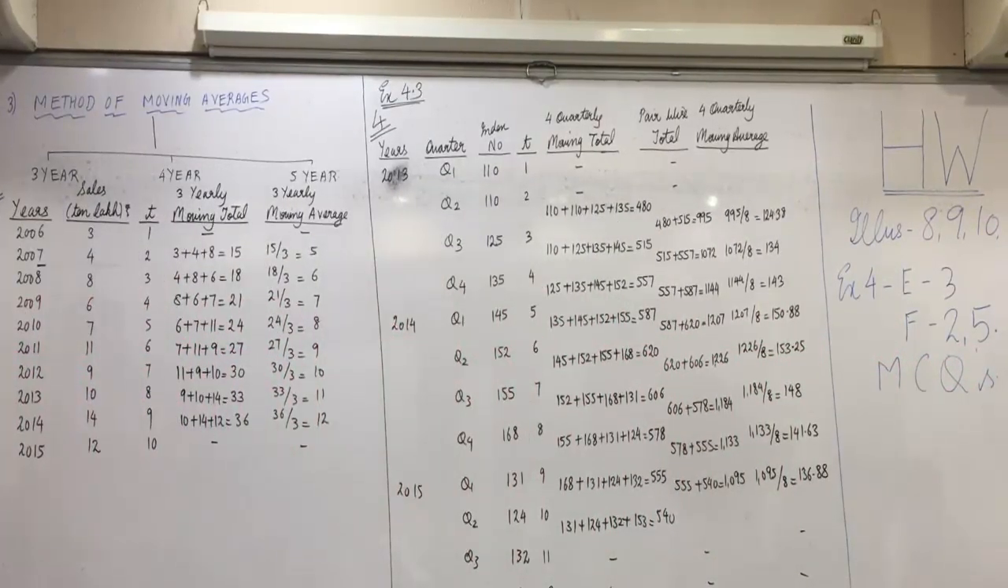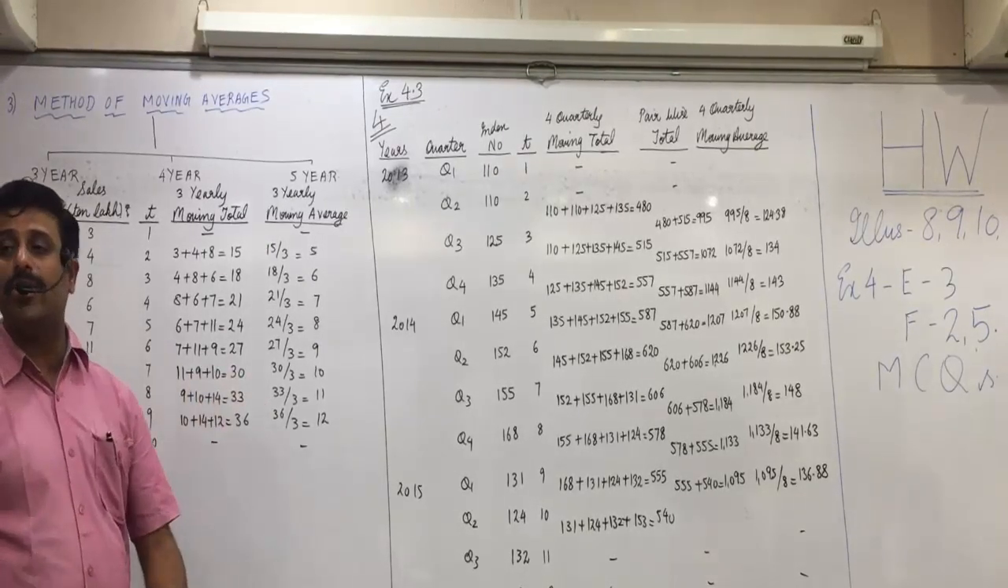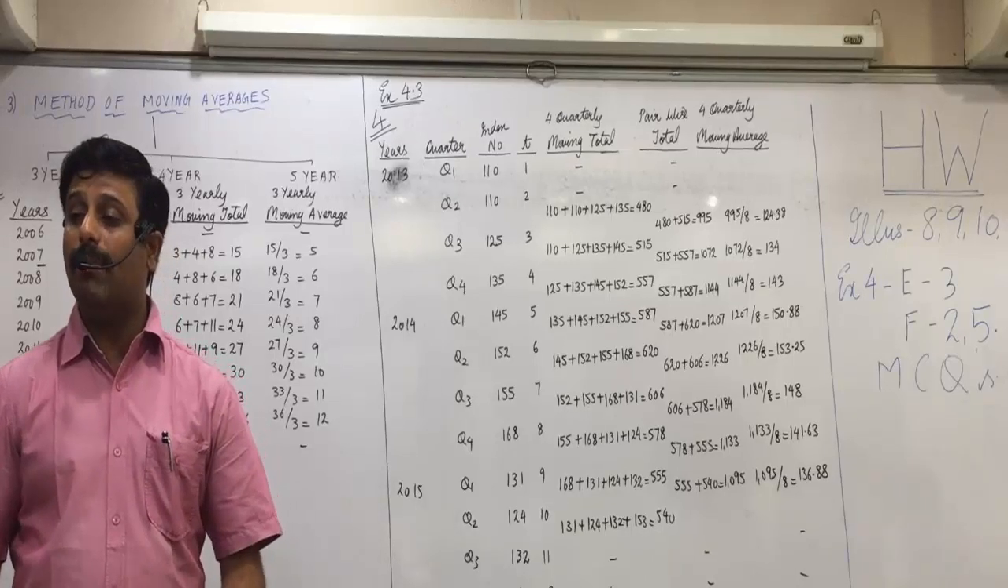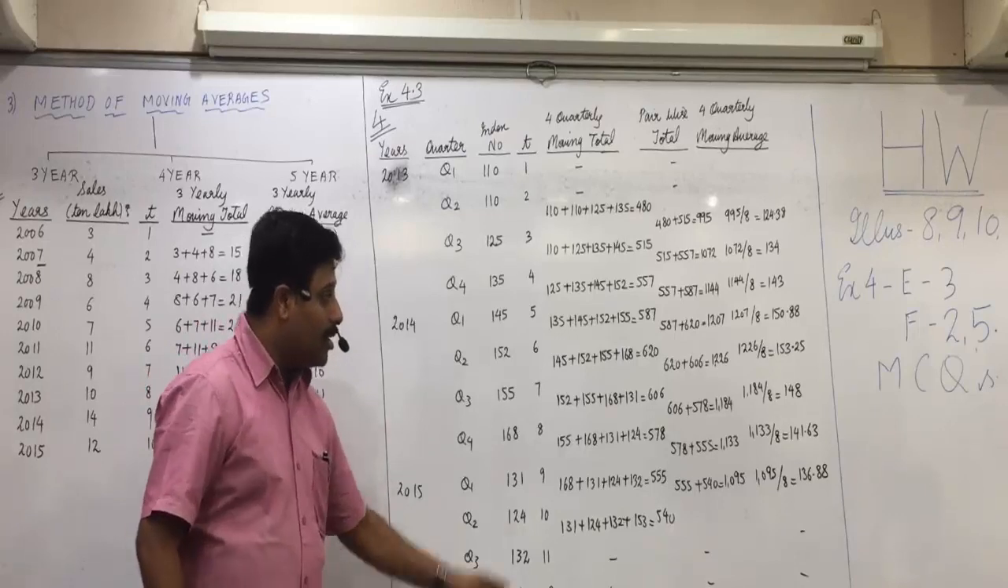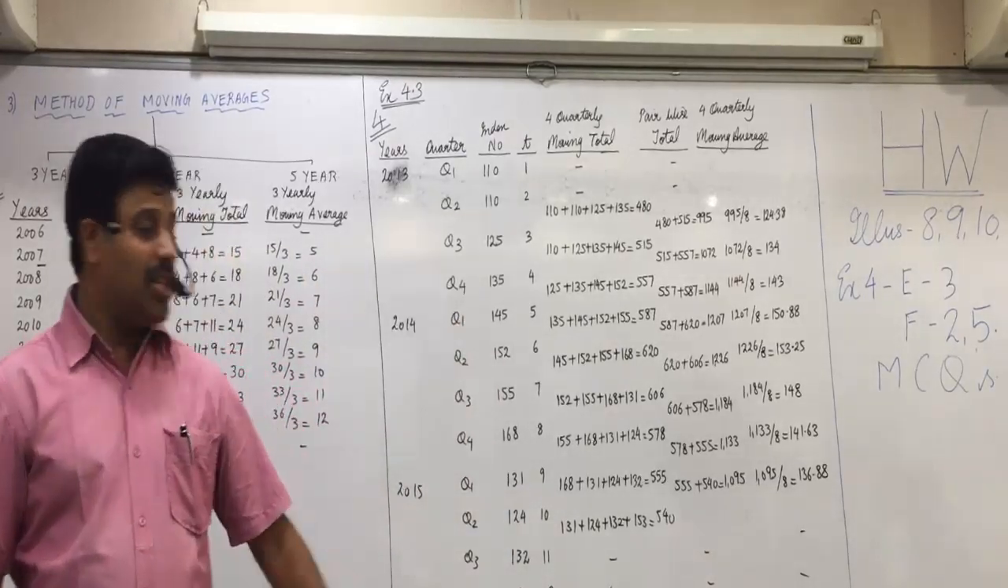This is the homework. Illustration 8, 9, 10, exercise 4, section E, question 3 and F 2 and 5. Only 6 questions in homework. We have done 6 questions in the class, so that much time, even less than that, you should take at home. It was with explanation. So 6 questions and MCQs.